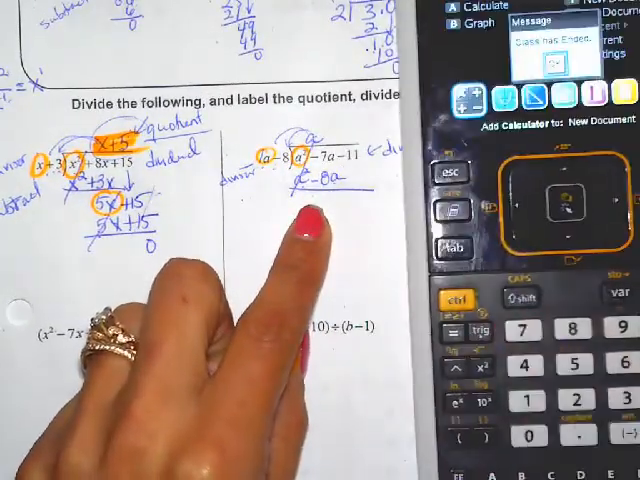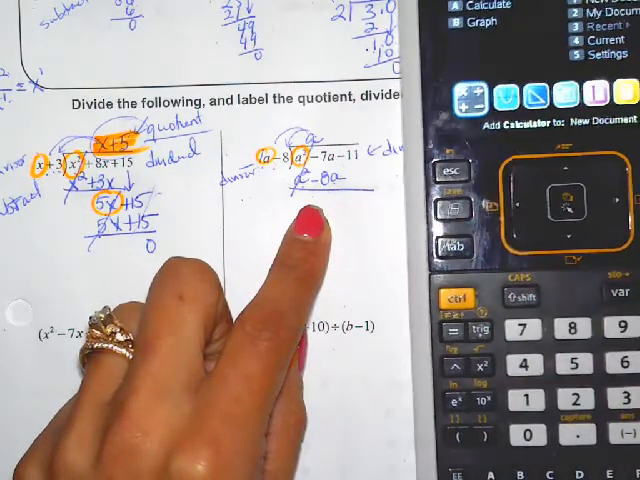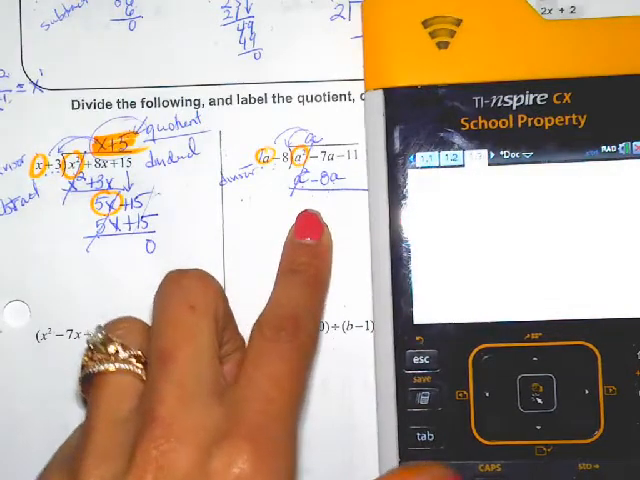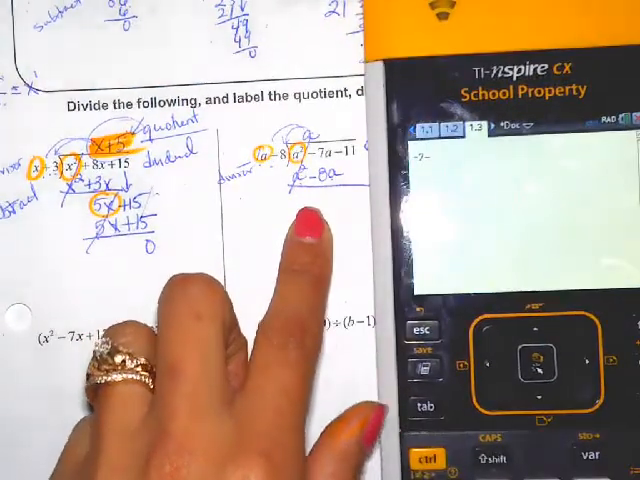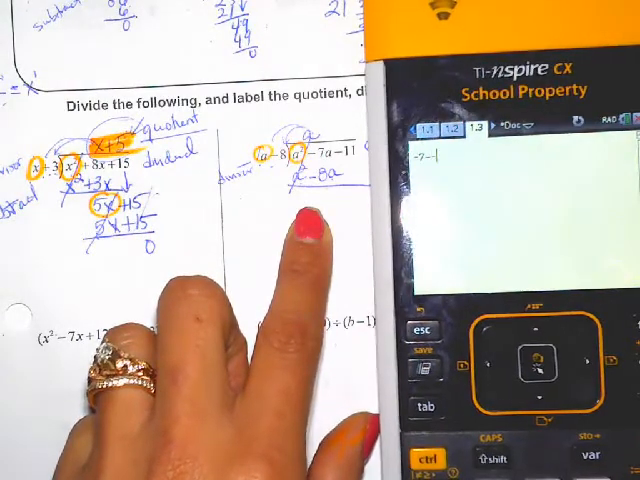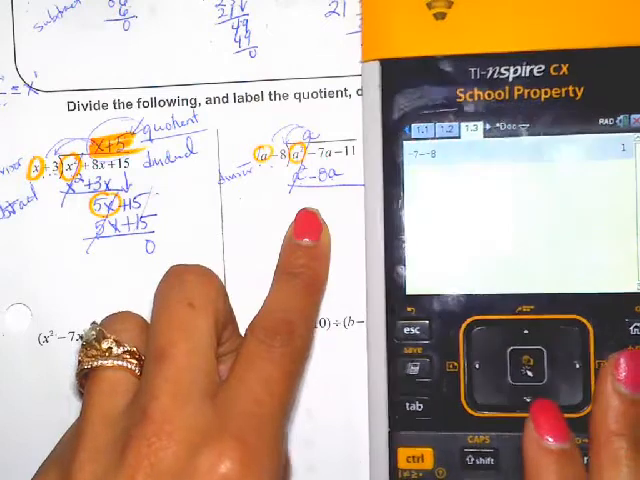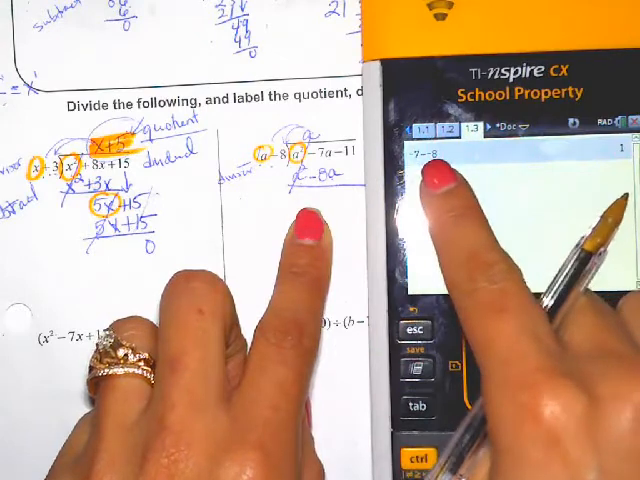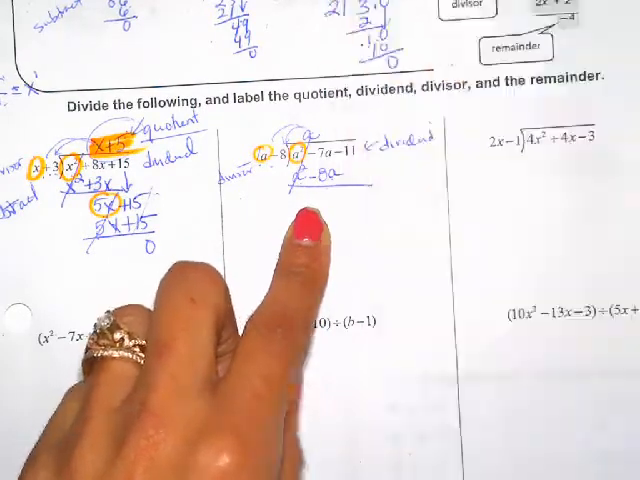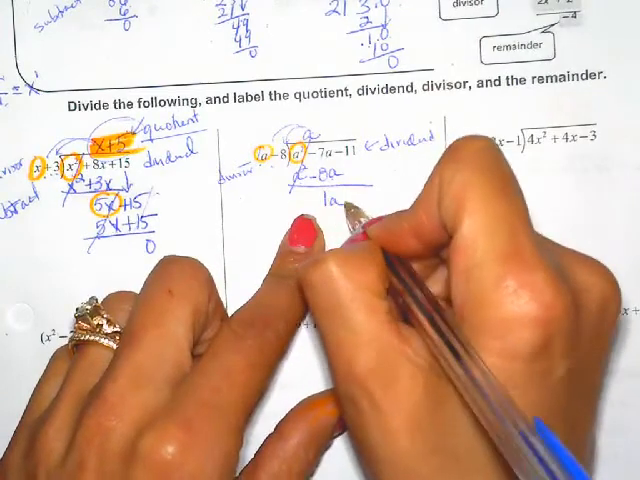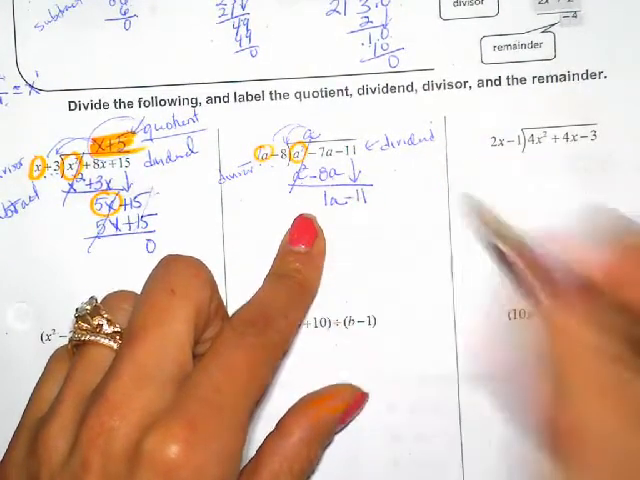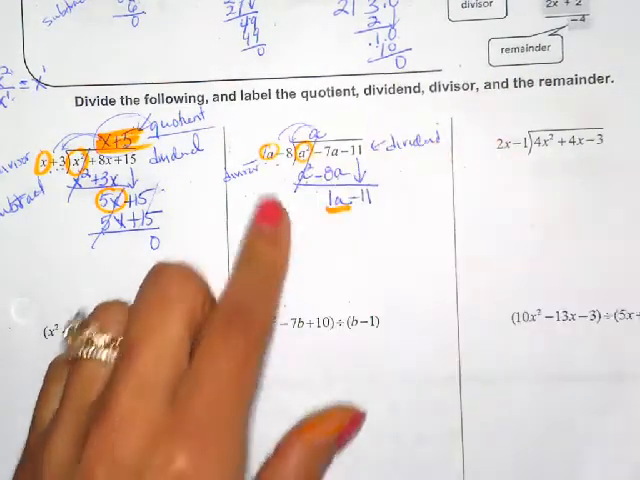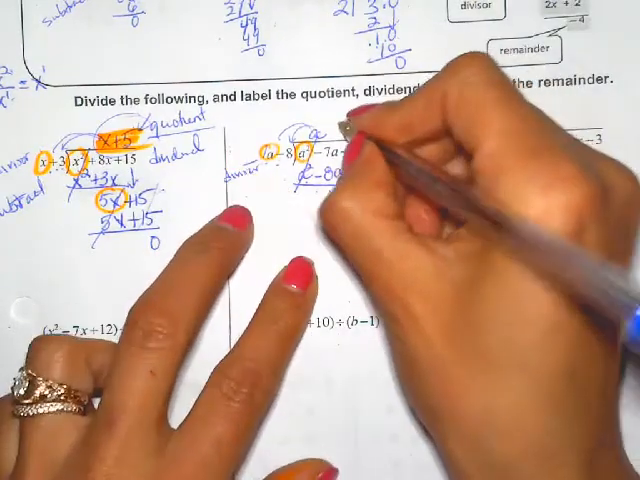I have negative 7 minus negative 8. Well, that's a positive 1. Why? Because minus a negative will change it to a plus. So that's negative 7 plus 8. Take the difference, which is 1, and keep the sign of the larger one. So that is positive 1a. Now bring down the negative 11. Again, we focus on the first term, 1a and 1a. Well, in order to get the same thing, we're going to have to multiply times a 1.